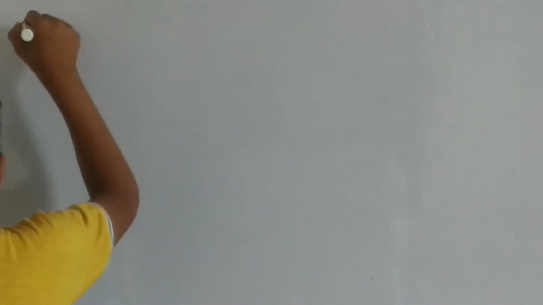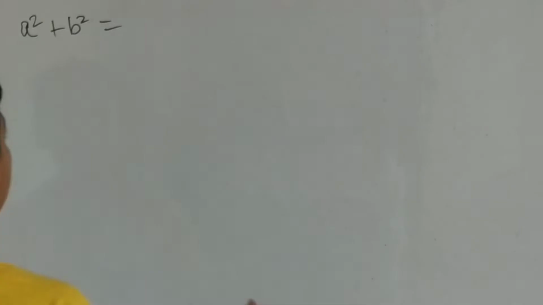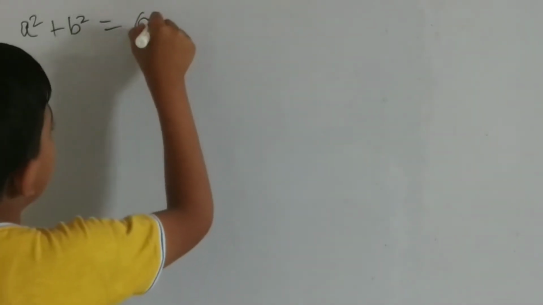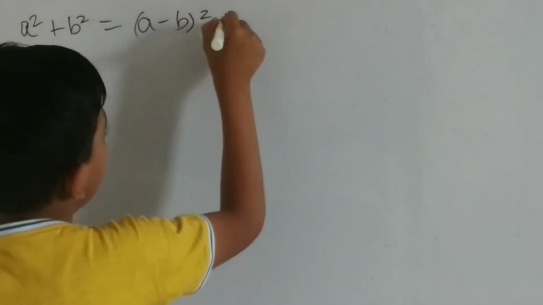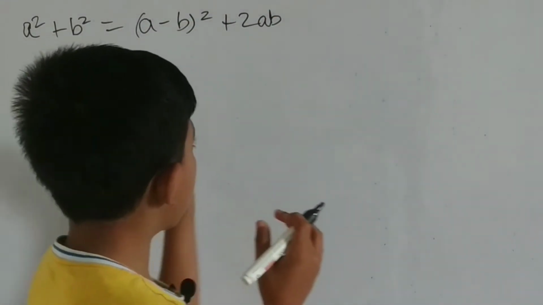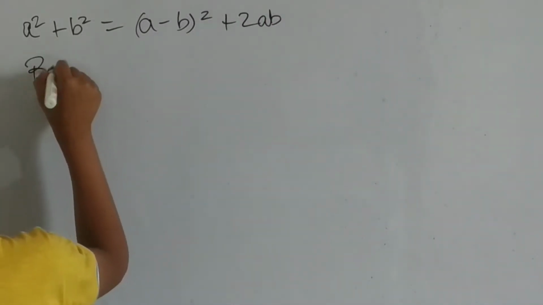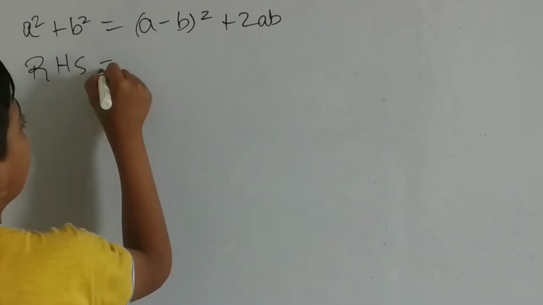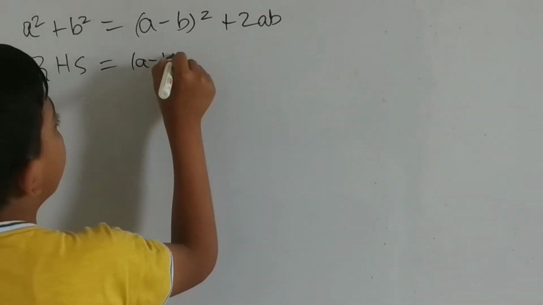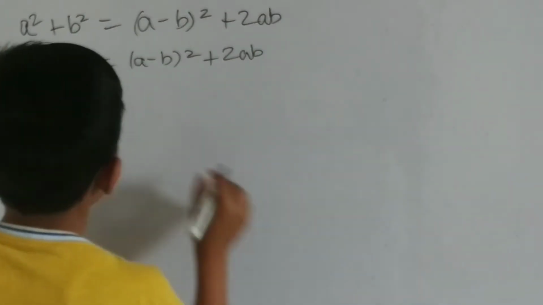So the first formula we are going to prove today is a square plus b square equals (a minus b) whole square plus 2ab. If we prove it by taking the RHS, then what is the RHS here? It's (a minus b) whole square plus 2ab.